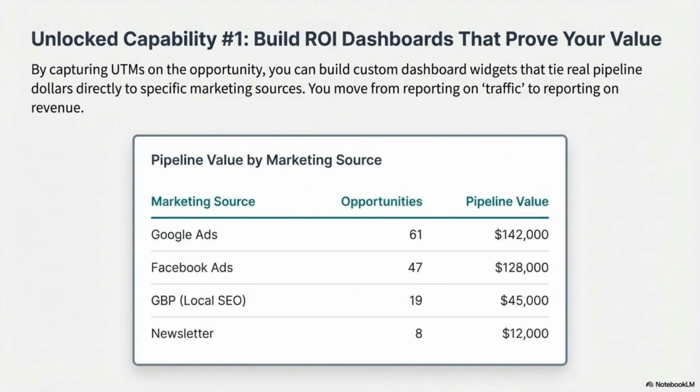When UTMs live on the opportunity, you can build dashboards that finally make sense. Now you can show exactly how much revenue came from Google Ads, Facebook ads, local SEO, newsletters, or any marketing source. This is the moment everything changes, because you're no longer reporting on traffic, you're reporting on money.